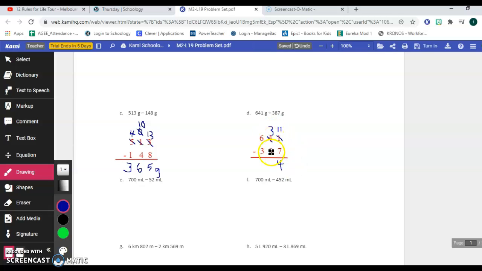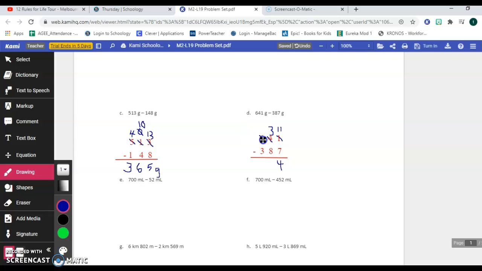Now I've got 3 tens trying to take away 8. So since the 3 is smaller than the 8, that would end up being a negative number, which is completely possible. You are allowed to subtract into the negative numbers, but not using the standard algorithm. The standard algorithm is built for positive numbers only.